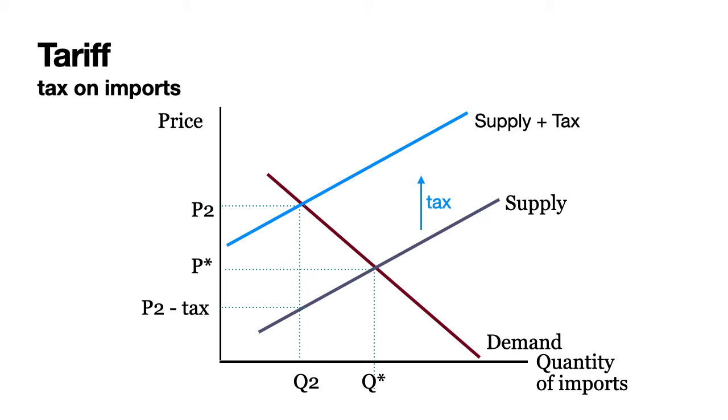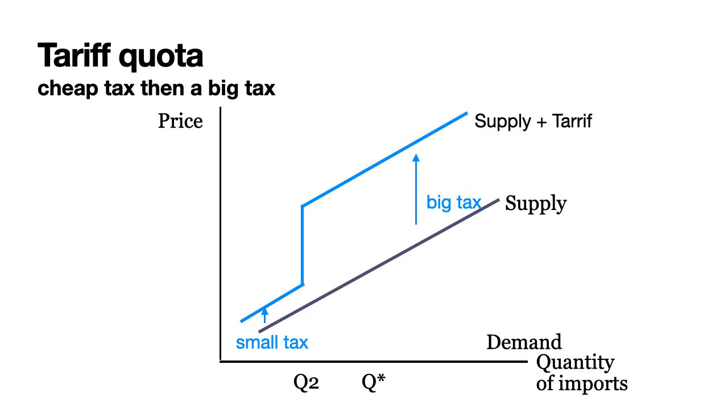Now, many students will have seen quotas and tariffs in Principles of Economics. The third type of protection that I'd like to look at is one that is relatively new and is used more in agricultural markets than in some other markets. And this is known as the tariff quota, sometimes also called the tariff rate quota.